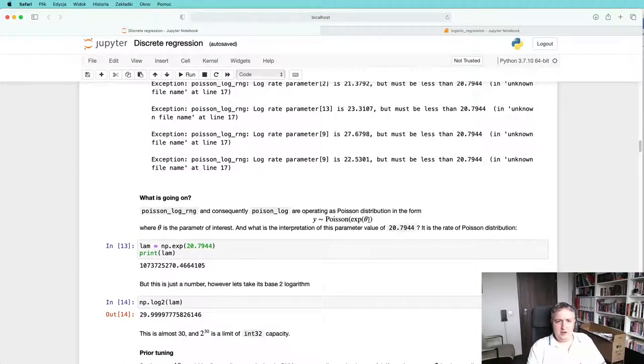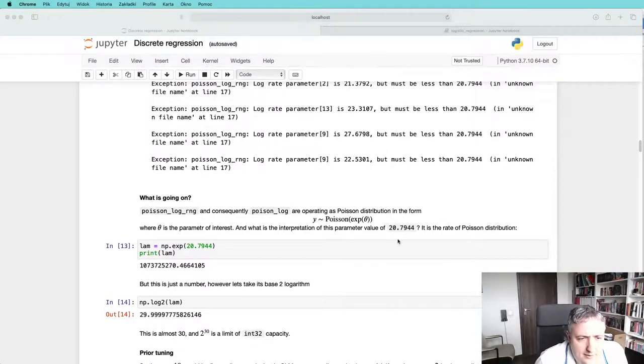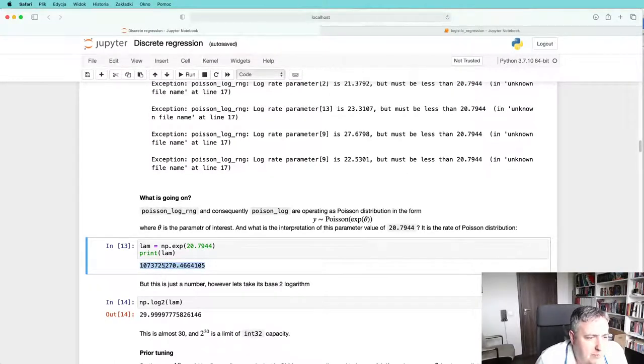And what is the interpretation of this situation is that, why is the number 20.794 something that we should be interested in? Why is this value special? It's not especially special, but it corresponds to the situation where we can see what's going on when we exponentiate it. When we exponentiate it, we get a big number. This big number, exponent of 20.794, is a number like this. And this is 1, 2, 3, 4, 5. It's a billion.